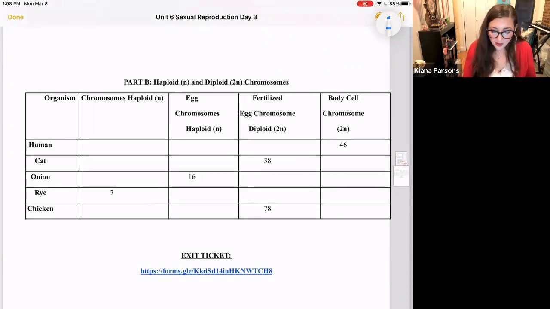So the chromosomes, okay, here we go. So for a human, when we're talking about haploid, we're talking about gametes. So this is a math problem. Our gametes have 23 chromosomes, which means our eggs also have 23, and sperm have 23, and then they are fertilized.